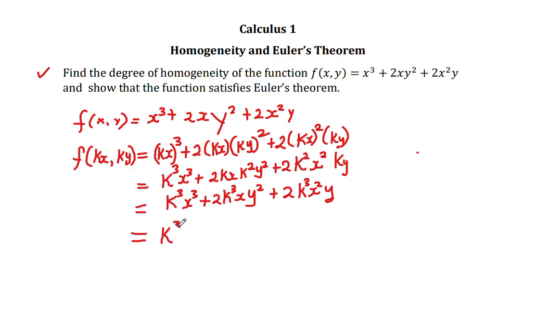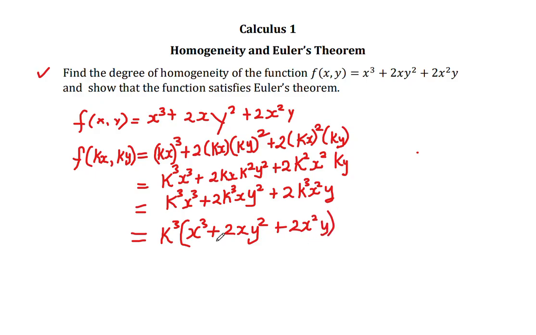So when we factor out k cubed, because it is common to all three expressions making up this sum, here, here, and here, k cubed goes into k cubed x cubed, so we get x cubed, because k cubed would cancel itself. And then k cubed divided into 2k cubed xy squared would give us 2xy squared, because again the k cubed would cancel. And when we divide k cubed into 2k cubed x squared y, again the k cubed would cancel, so we'll be left with 2x squared y.